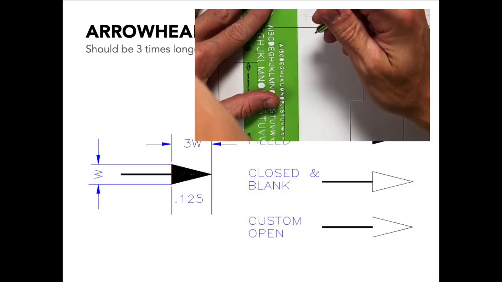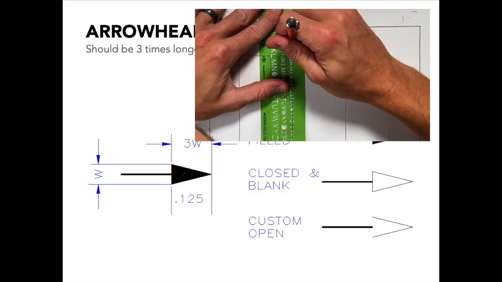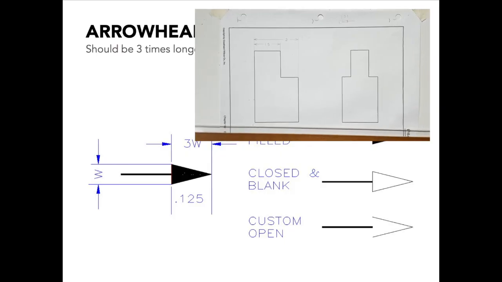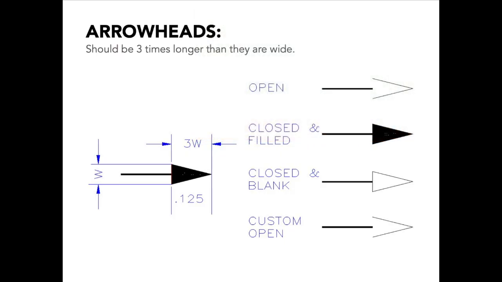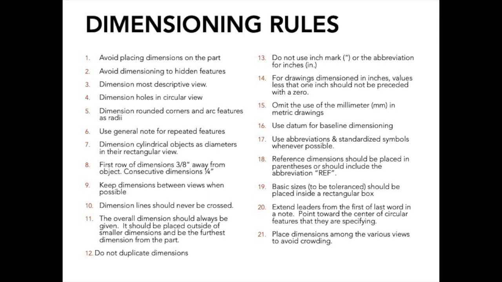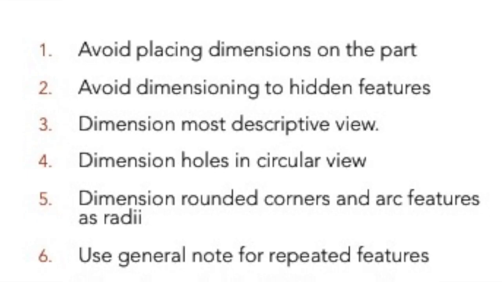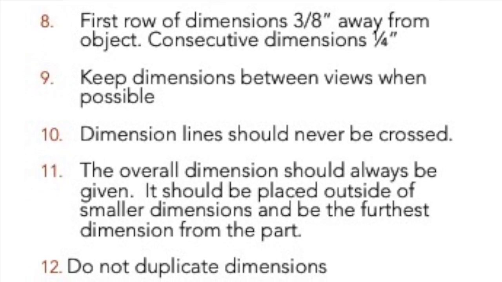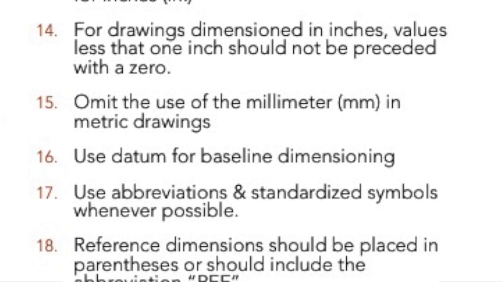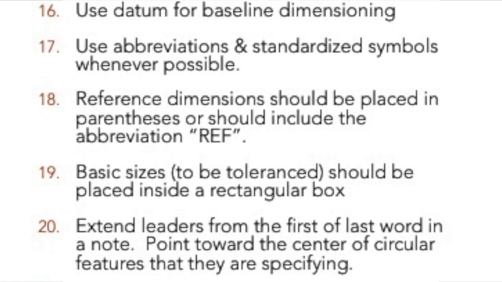I tell you to use your A stencil in your lettering stencil guide. So that's your little green stencil, and just turn it sideways and use the capital letter A. So with all of our dimension rules, as part of the engineering handbook, this is the largest section of information that you'll actually go over. I'm going to simplify it down into these 21 steps for you to start to utilize in your drawings.